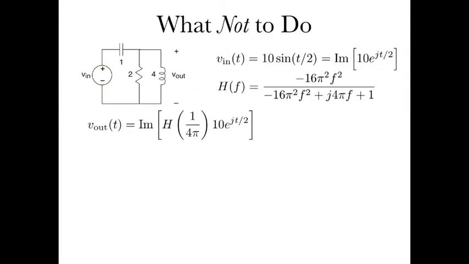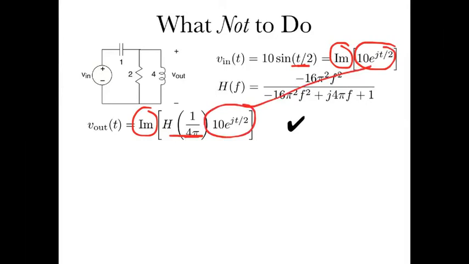And we now know, since I used imaginary part here, that that's the correct approach. Okay. Transfer function evaluated at the frequency of the source, we get that from that formula, times the complex amplitude representing the source along with its complex exponential frequency. We take the imaginary part.